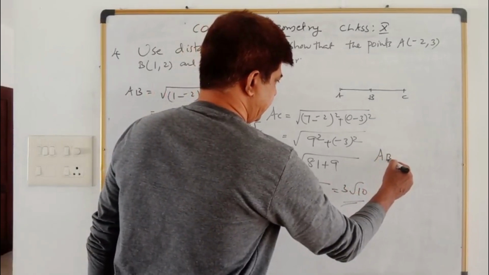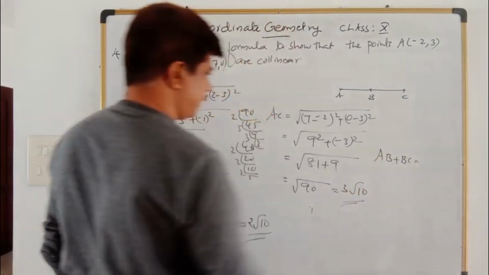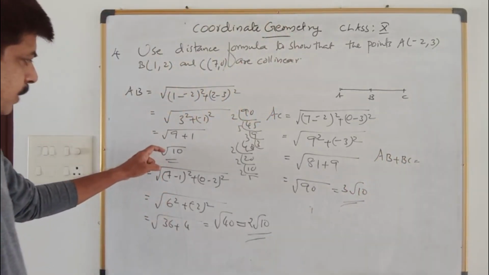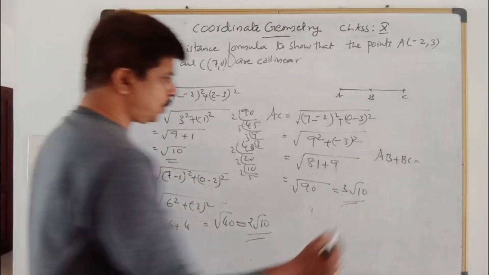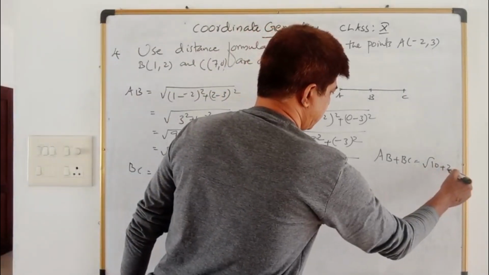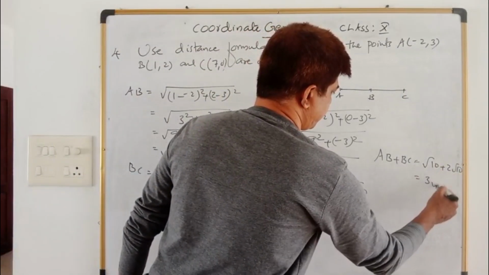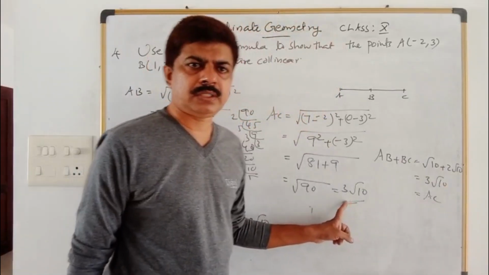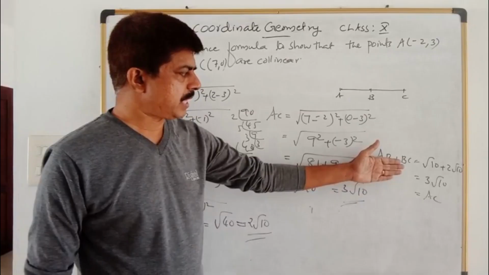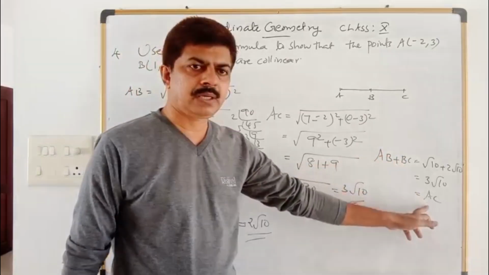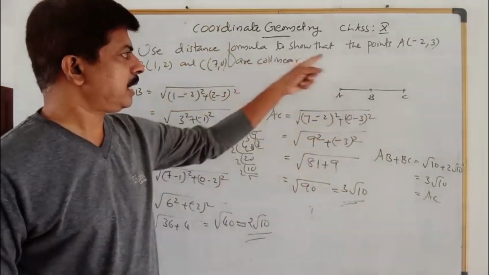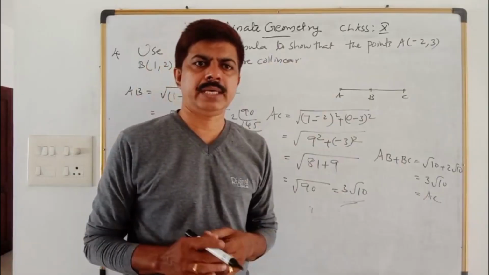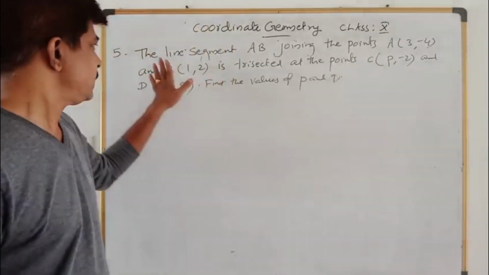Of course we got the values AB, BC, AC, all three, but we can verify that AB plus BC, how much? What is the sum of any two pairs' distance? Root 10 plus 2 root 10. What is root 10 plus 2 root 10? Of course we are getting 3 root 10, and the AC value we got is 3 root 10 units. So we satisfy this relation AB plus BC equal to AC. So we can say that the given 3 points are collinear. Clear, no? Okay, this is the fifth question.